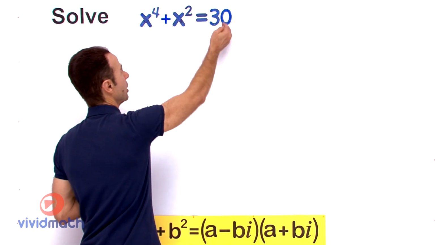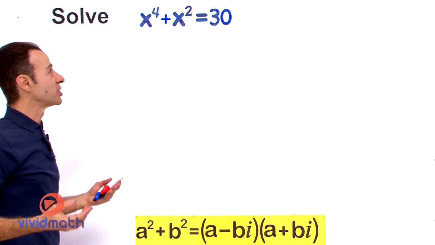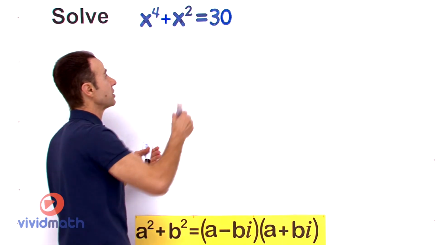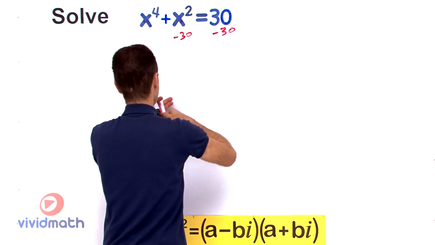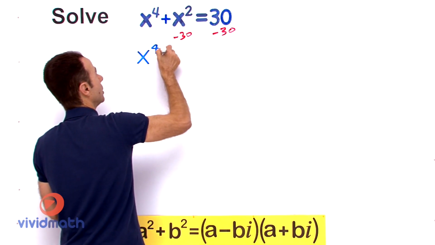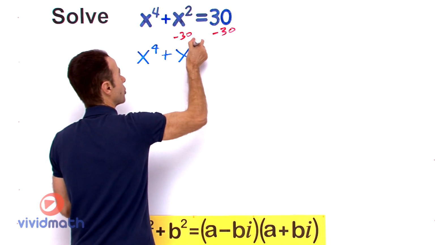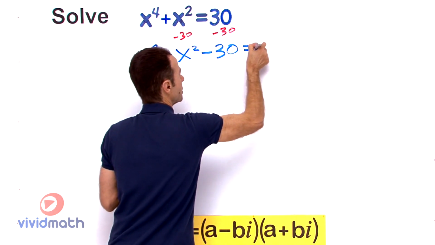Let's bring the 30 over to the left-hand side and bring 0 over to the right. So we're going to subtract 30 from both sides. So let's take away 30, which means we're going to be left with a trinomial, which looks like this: x to the power of 4 plus x squared minus 30 equals 0.